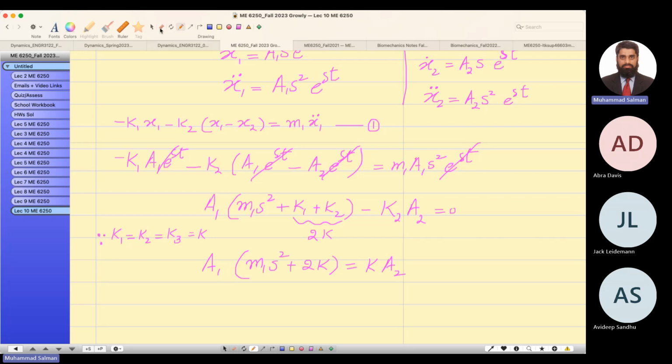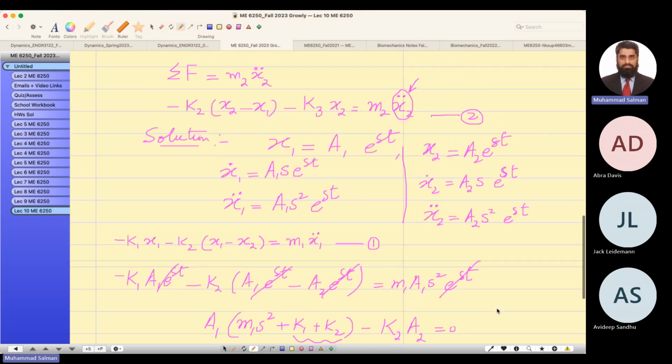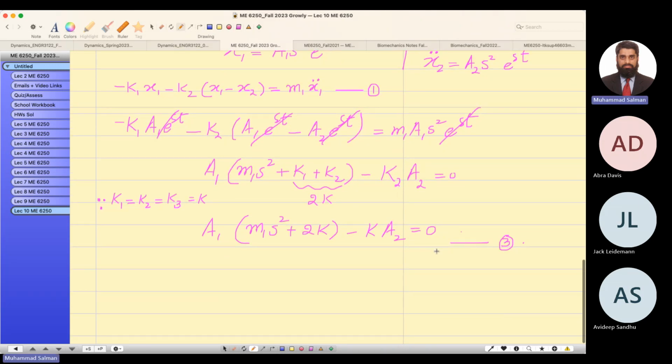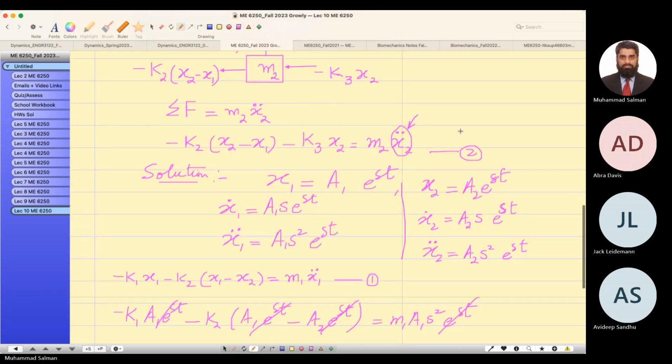Let's keep it on the left hand side for a moment. I'll show you what I'm trying to explain to you. Keep it on the left hand side here equals 0. This is equation number 3. Now let's do the same thing for the second equation.